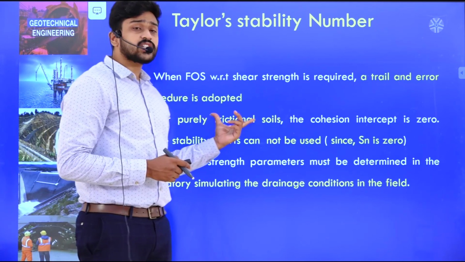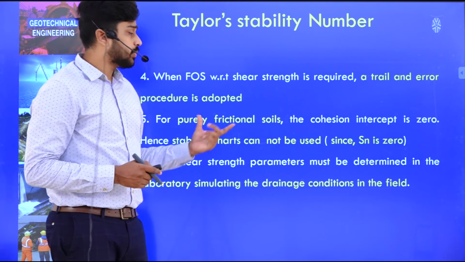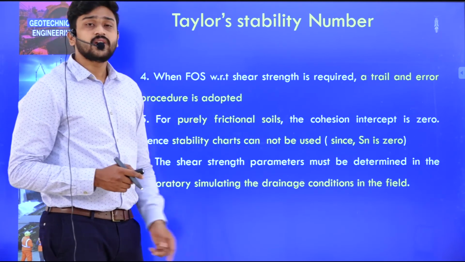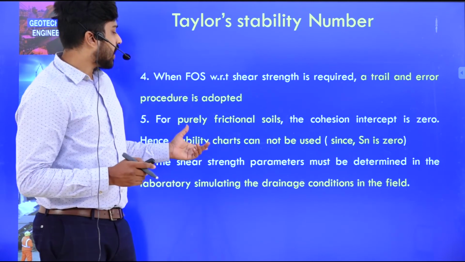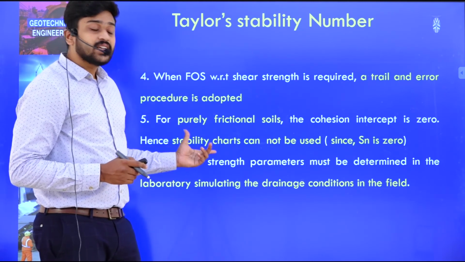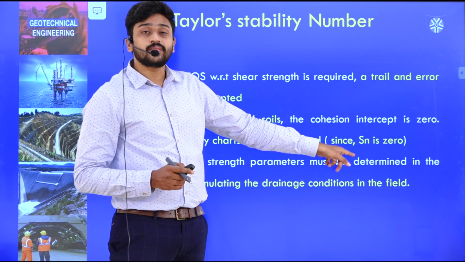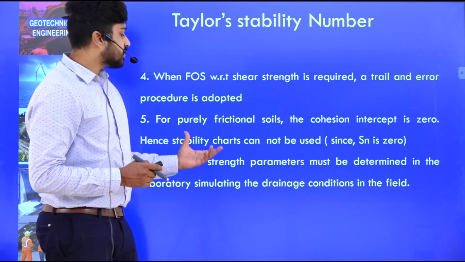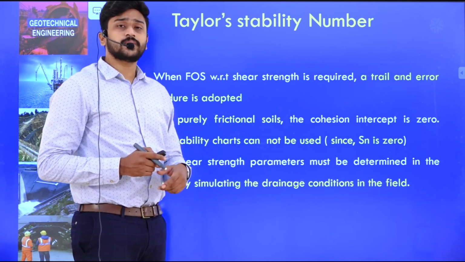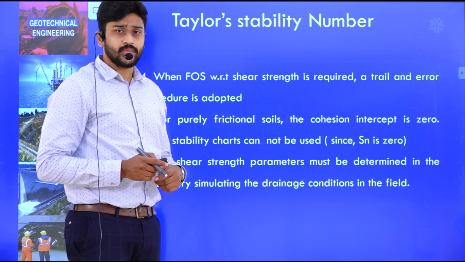When purely frictional soils are considered, the cohesion intercept is 0. So in that case, since the cohesion value is 0, the Sn value is also 0, hence we cannot use these stability charts.